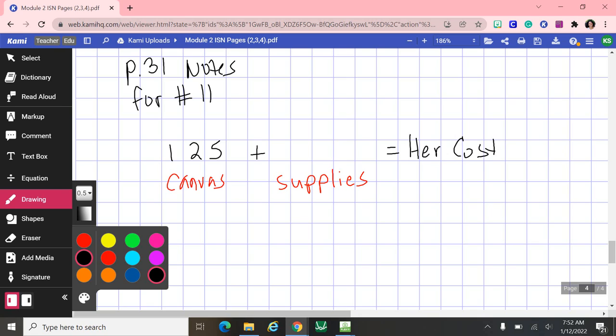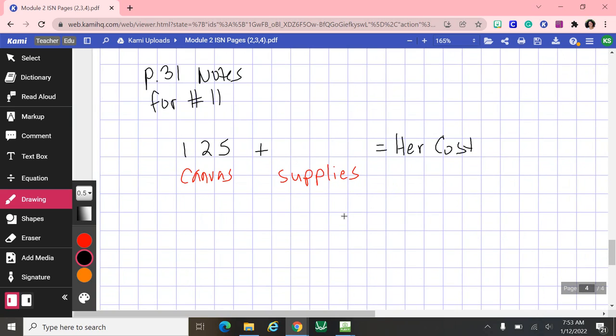I don't know how much she ended up paying out the door for her supplies because they told us this is what she spent and then we had to mark it up. So let's calculate the supplies first. Let's go ahead and do some addition. The brushes and the paint were $12.50 and $19.50, and that got us a total of $32 for the supplies.